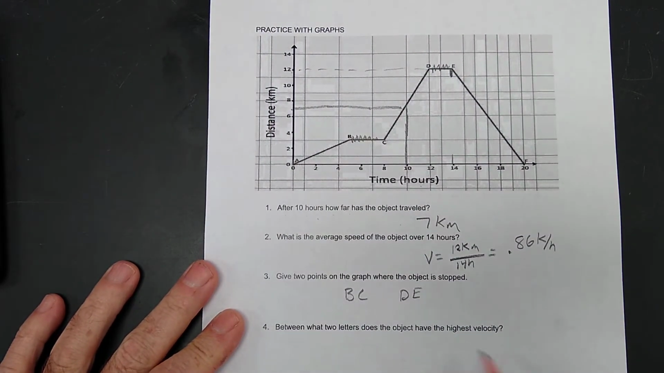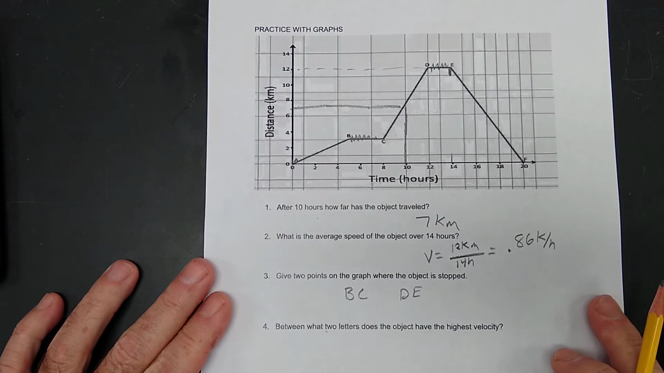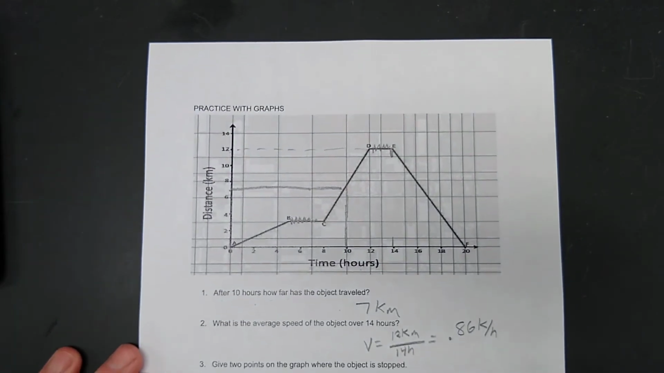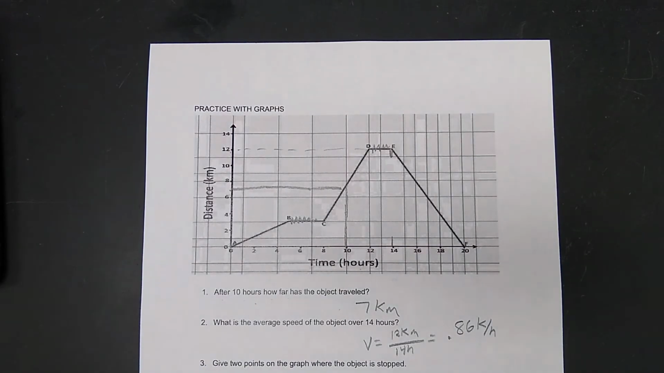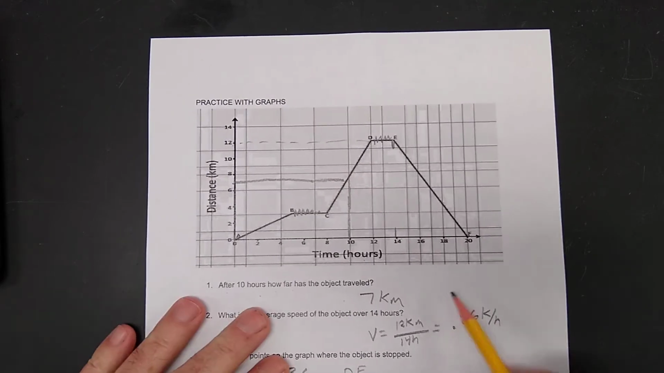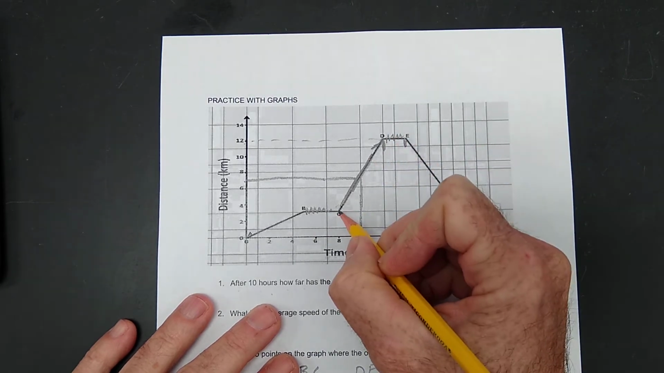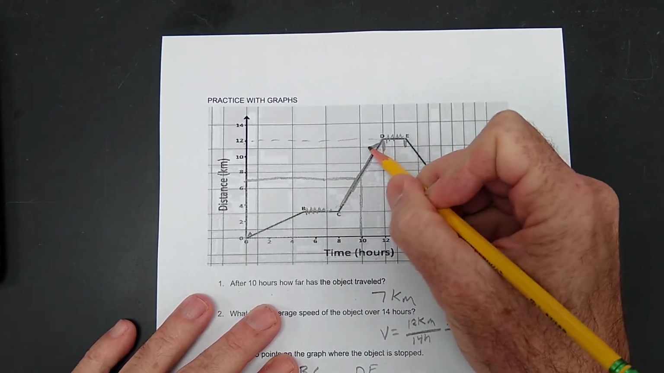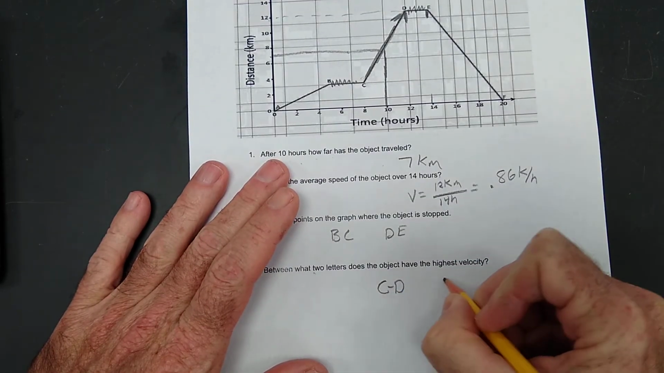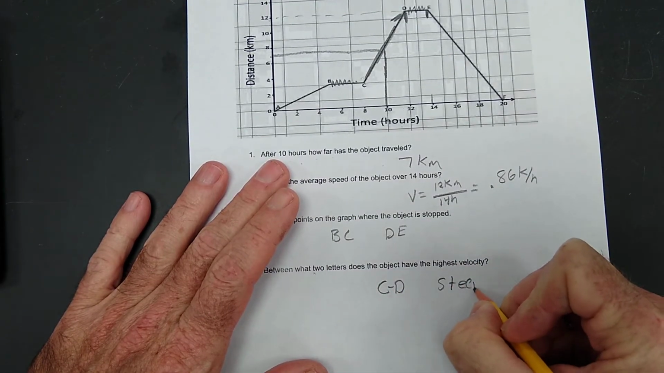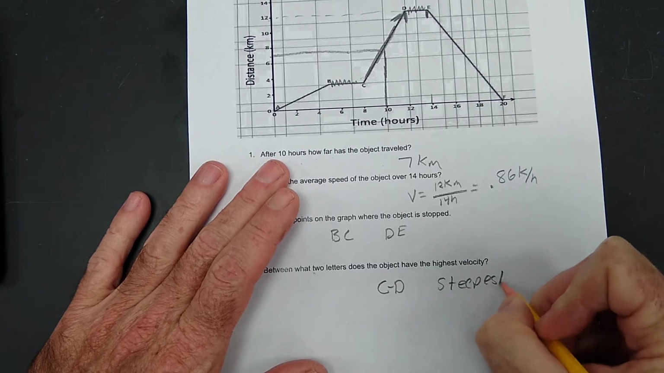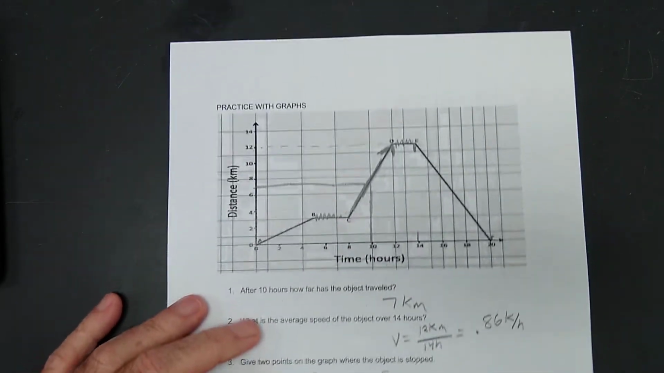Between what two letters does the object have the highest velocity? I'll let you think about that for a second. All right, the answer is going to be right here between C and D. Here's letter C, here's letter D. This is the steepest part. So between C and D, because it's the steepest. Does that make sense? All right, boom.